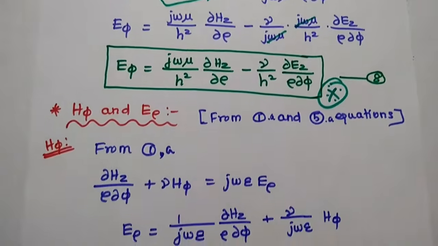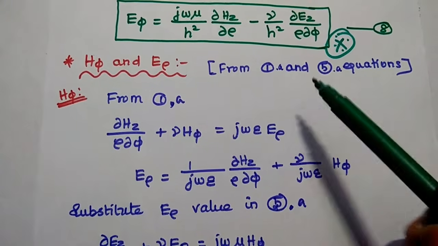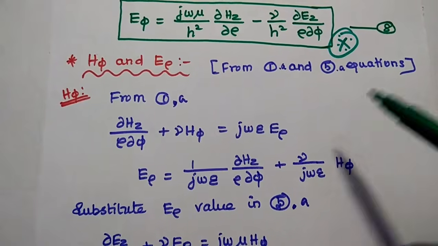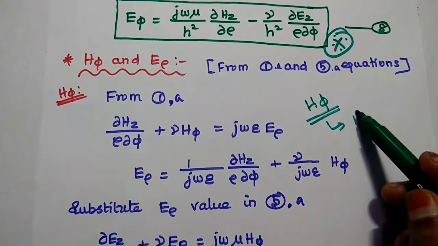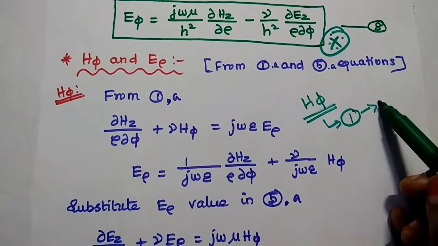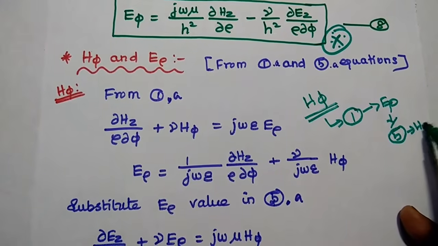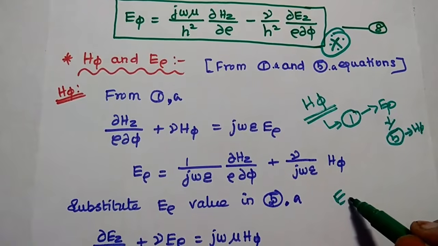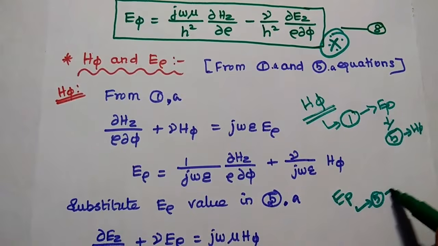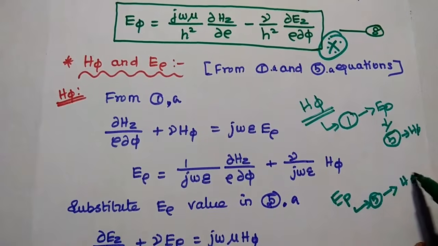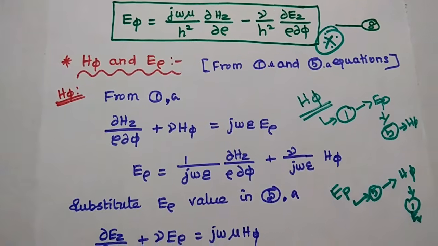So next we are going to find out H phi and E rho in the same way. We have to consider the first and fifth equations. The same way we find out the H phi value: we take the first equation, find out the value of this E rho, and substitute this E rho in the fifth equation to get the value of this H phi. Likewise, if we want to find out E rho, we consider the fifth equation, find out the value of this H phi, and substitute this H phi value in the first equation to get the E rho component.